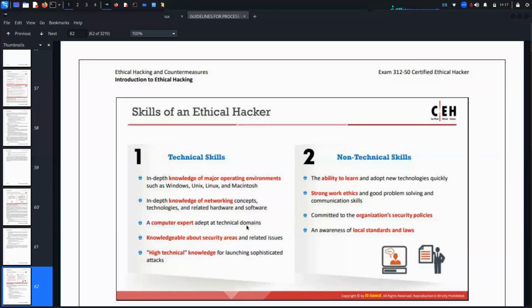It becomes more efficient if you are coming from a development background, right? Even if you are coming from a non-technical background, that is completely fine. But these things actually help because you already know a lot of things. Knowledgeable about security areas, highly technical knowledge for launching sophisticated attacks. Trust me, no matter how daunting it might sound, it's as simple as reading every day, right?